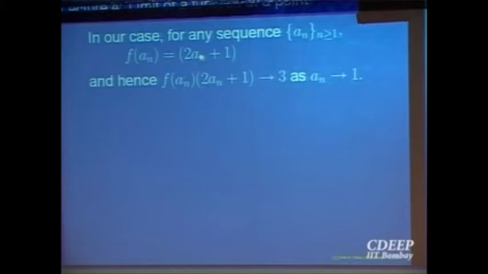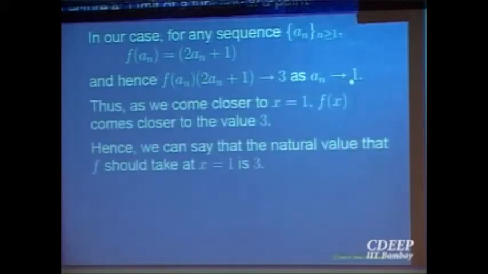Now look at the limit theorems for sequences. If an is convergent to 1, where does 2an plus 1 converge? That converges to 3. So f of an, which is equal to, there is an equal sign missing here, that converges to 3. So as we come closer to x is equal to 1, f of x comes closer to the value 3. So we can say that the suitable value for the function at x is equal to 1 should be equal to 3 and not equal to 5 as is defined by the function.